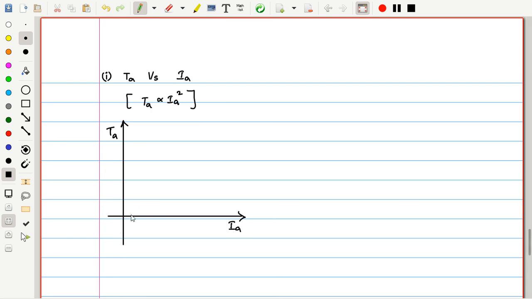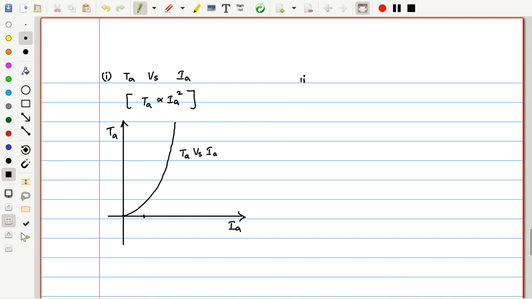So this is Ia. As current increases, the torque increases, but it is not linear. It looks like this curve, of parabola nature. So this is the Ta versus Ia. If T were just proportional to Ia, it would have been a straight line. But this is proportional to Ia square. So if I consider 2 amperes, then the corresponding torque will be the square root of Ta. That means for a large variation of the current, there is a small variation in the torque; you can interpret it like that.